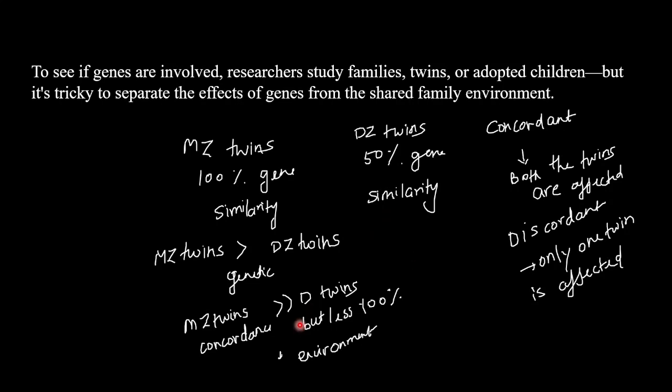I hope you understand. When the monozygotic twins are concordant, it means if one twin is having disease, the other is also going to be having disease. Then in that case, the concordance should be 100%. But if it is more than dizygotic twins but less than 100%, then you can say the environment is also playing a role in this concordance. So that is the reason why people are studying complex diseases in the twins.